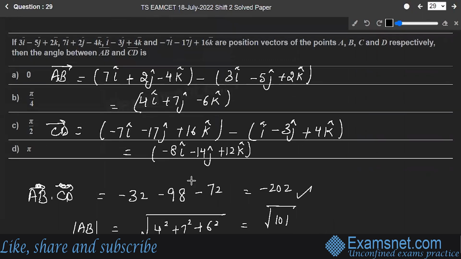So this is the angle between both of them. Pi, that is option D, is the correct answer. Hope you understood this. Let's move to the next question then.